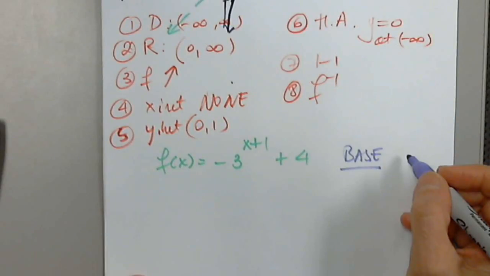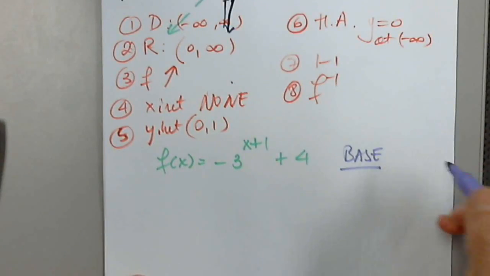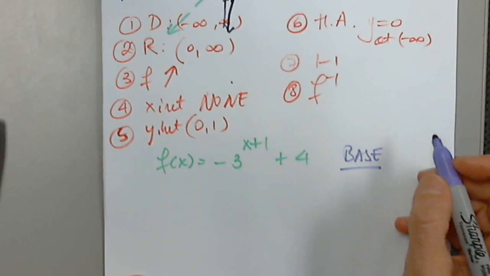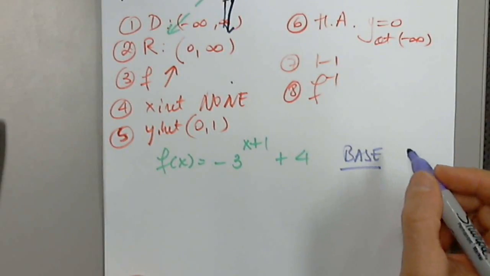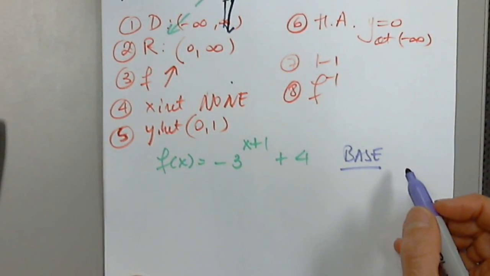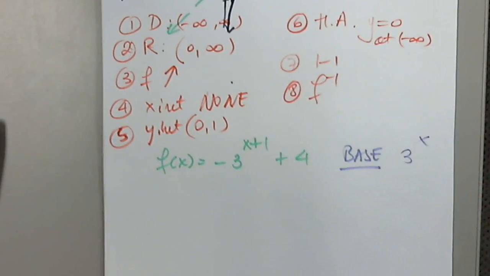Base cannot be negative. Oh, wait, if it's in parentheses, then yes. So, which one is the base function here? 3 to the x. That's it. This is the exponential function I used to create f of x.